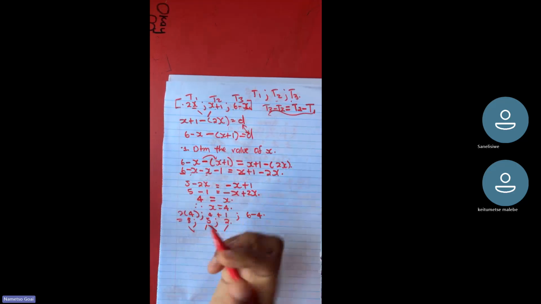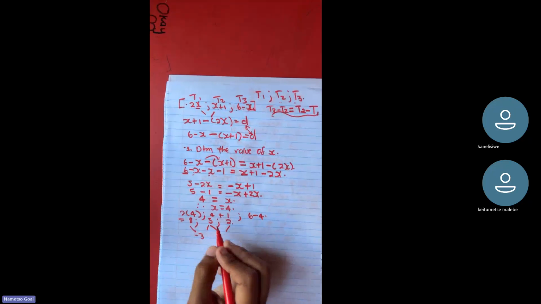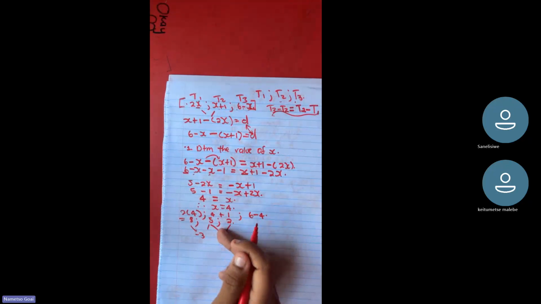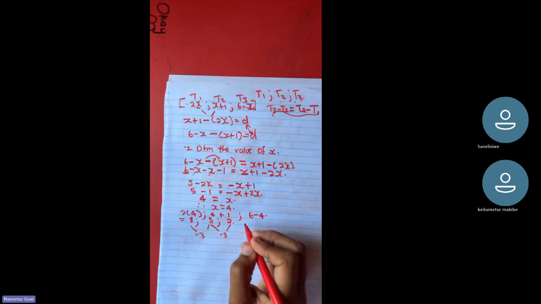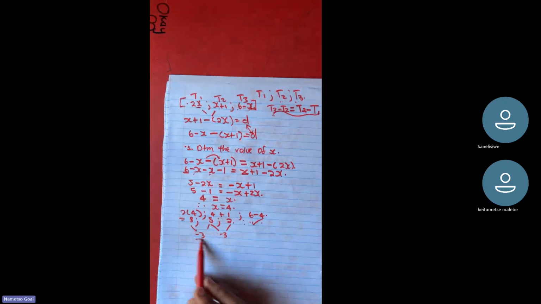So now let's check. 8, 5, 2. So minus 3 going that way. The difference between the two is minus 3. So indeed, it is an arithmetic sequence because it has a common difference, right?